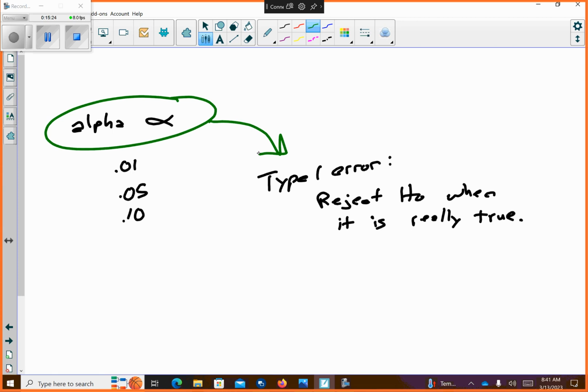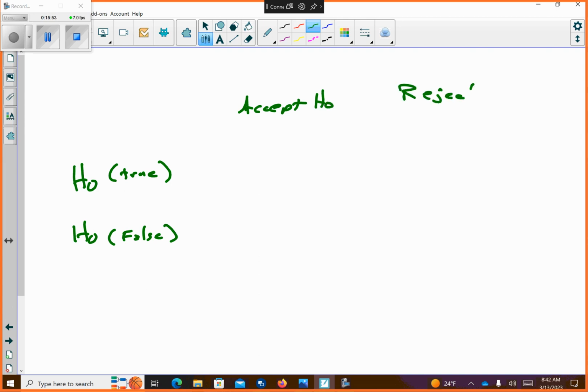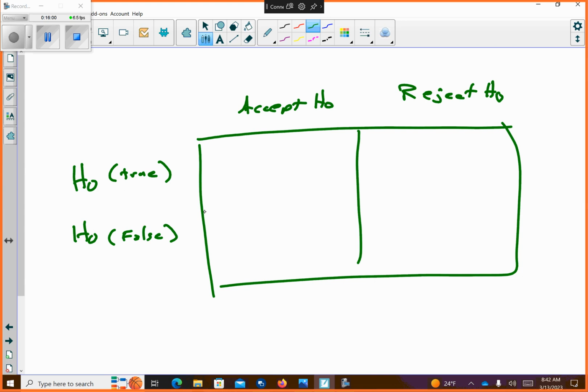The following chart, so this is an interesting chart. So again, we're talking about the alpha value. The alpha value becomes the p-value, is what the p-value was. So they're saying this is true, this is false, accept, reject. Notice it's all based on the null. So just have kind of this box here.